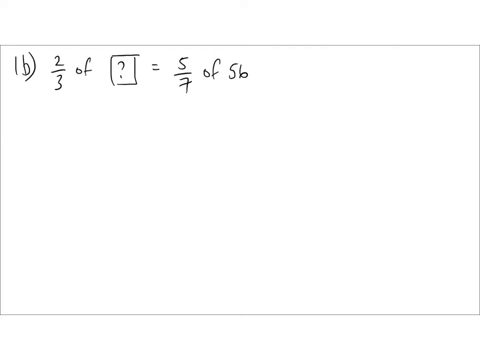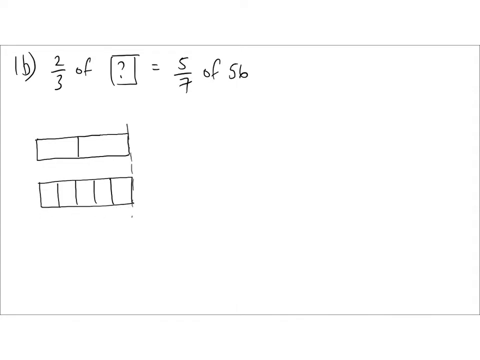On to part B. So 2/3 of a number is equal to 5/7 of 56. So again, the 2, I've drawn 2 boxes, and then underneath it, I've drawn 5 boxes, and they're equal to each other. So we're after the final answer of 2/3 of a number. So I've drawn an extra box here to represent the 3 just here, and I've added on 2 extra boxes to represent the 7. And we know this 7 is equal to 56. So 7/7 is 56. So you can write 56 underneath.